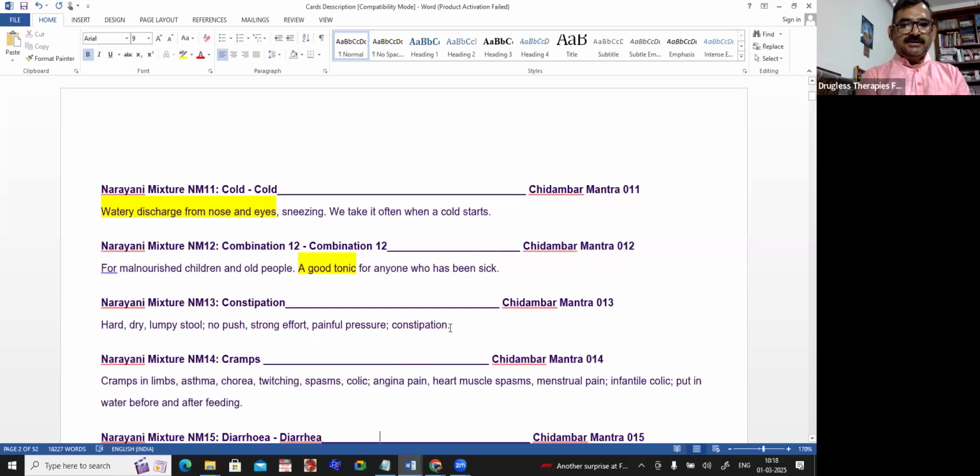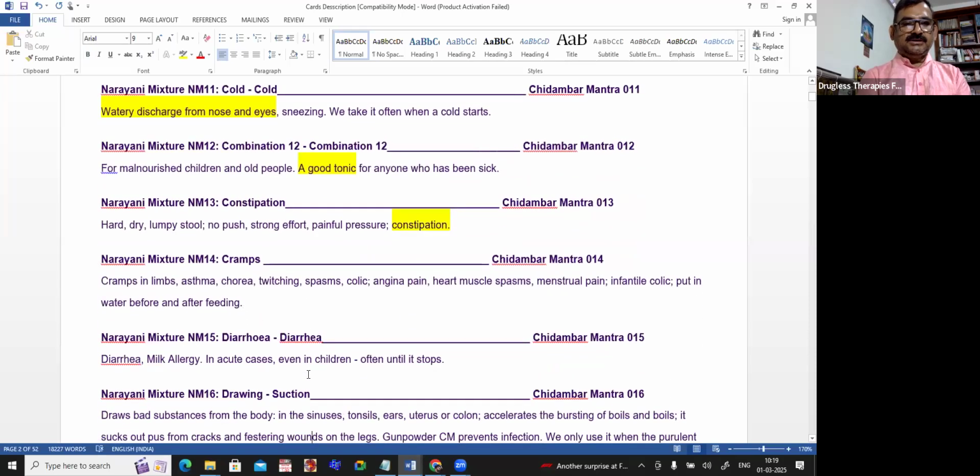Constipation, you all know constipation. What is constipation? Not being able to pass the stool easily. And cramps is for all the limbs and everywhere.